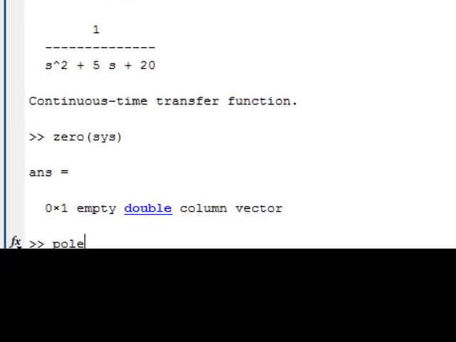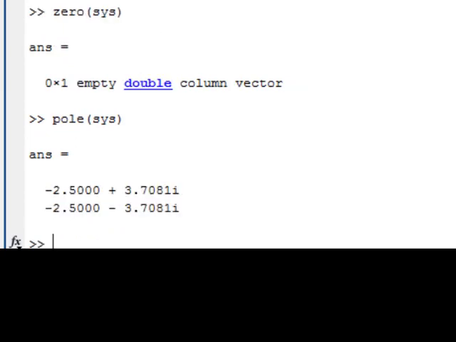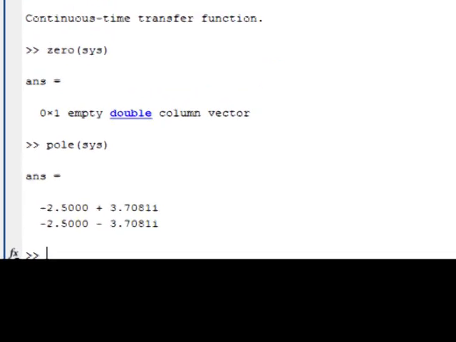So we'll find the poles of the system. It got 2 poles, and these are complex conjugate numbers. So the first pole is minus 2.5 plus 3.71 j, and the second is minus 2.5 minus 3.71 j. In our case, MATLAB has used j as the imaginary unit, and as we know, 3.71 is also the damped natural frequency of the system. Okay, so that has been verified.